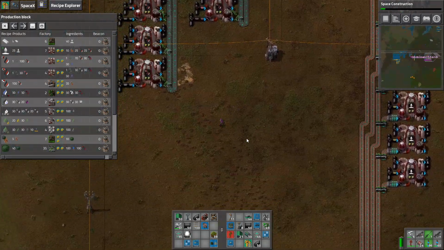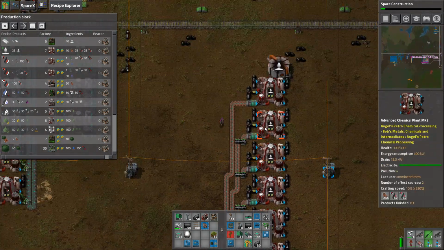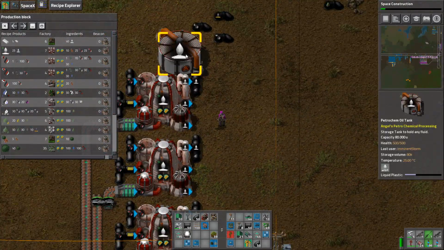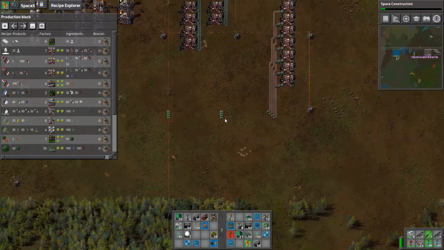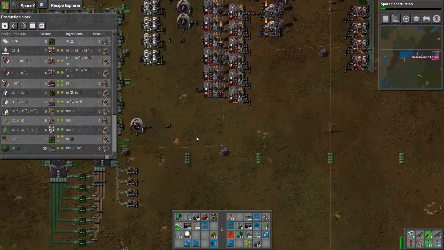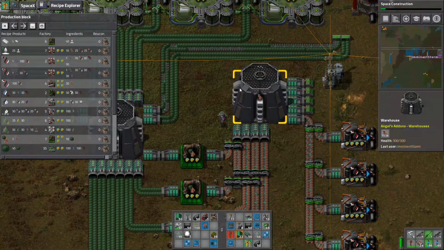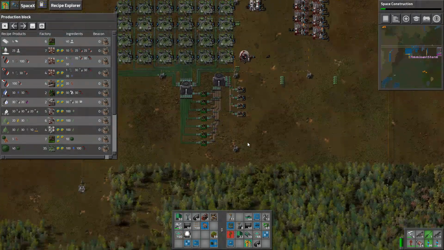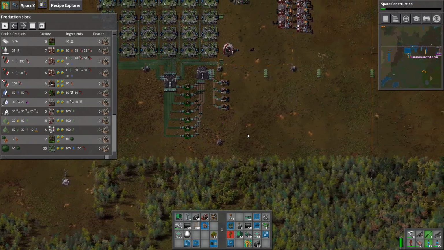There we go. And then that should be feeding pretty well into there. Very good. And now the whole system should be running, from beginning to end. Yuppers. All right.